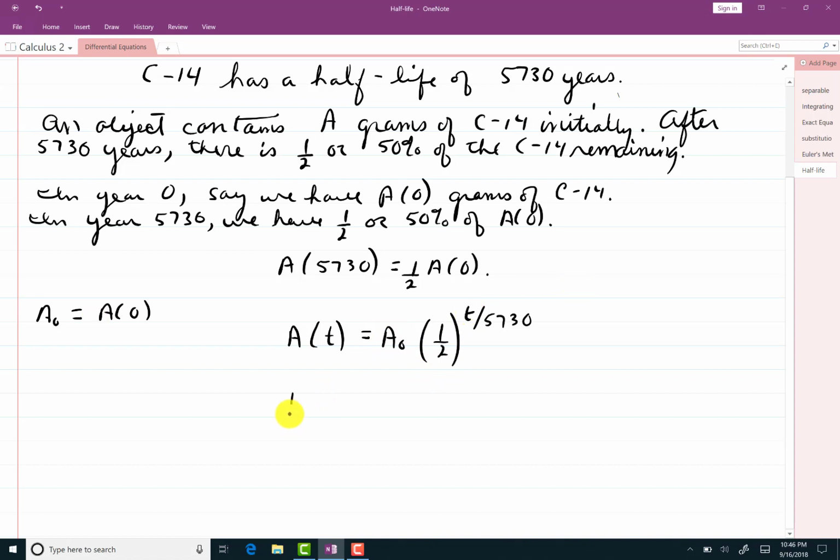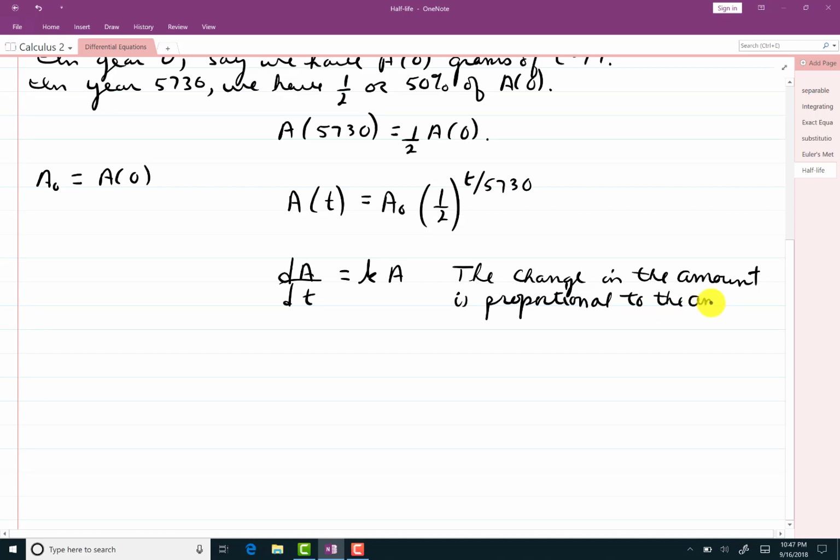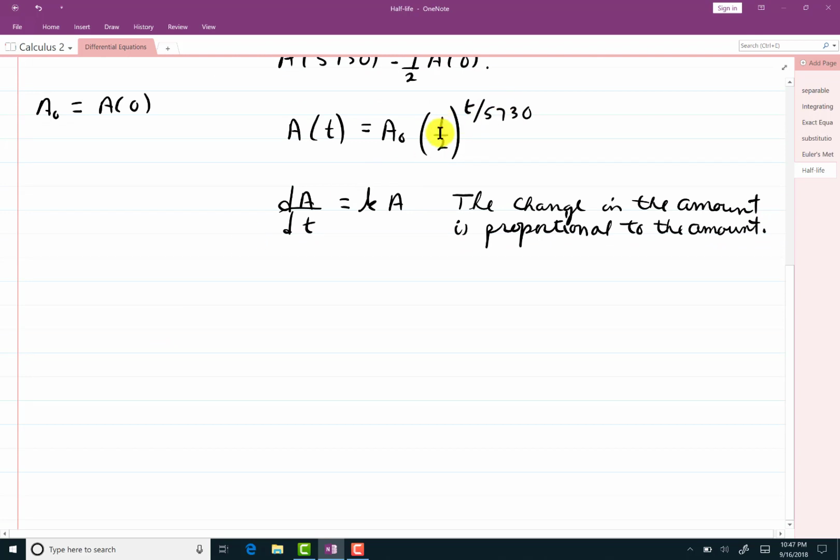The following equation says dA over dt equals k times A. That is, the change in the amount is proportional to the amount. So we'll make use of this stuff in a minute.